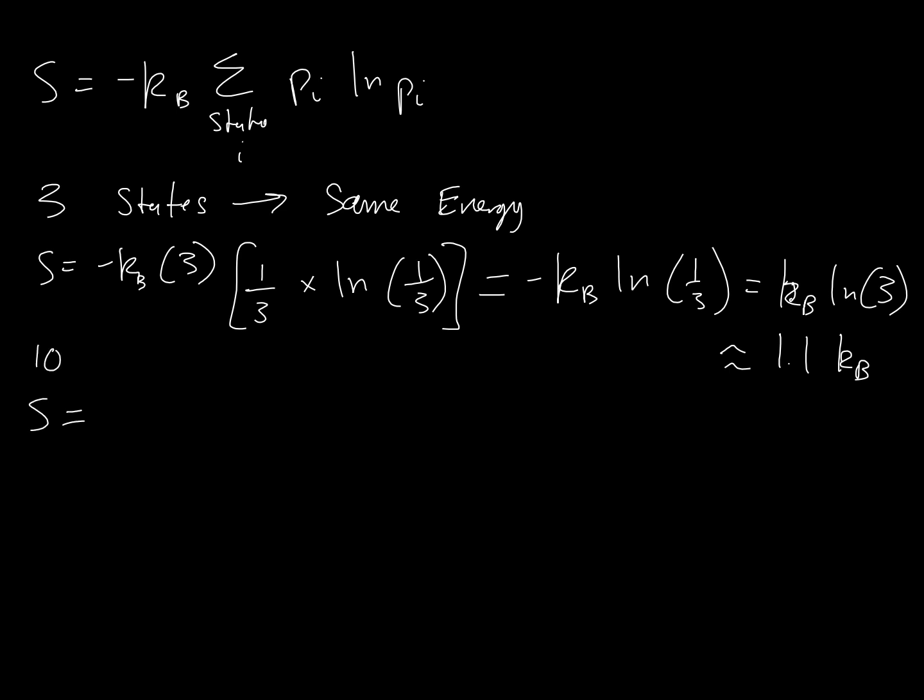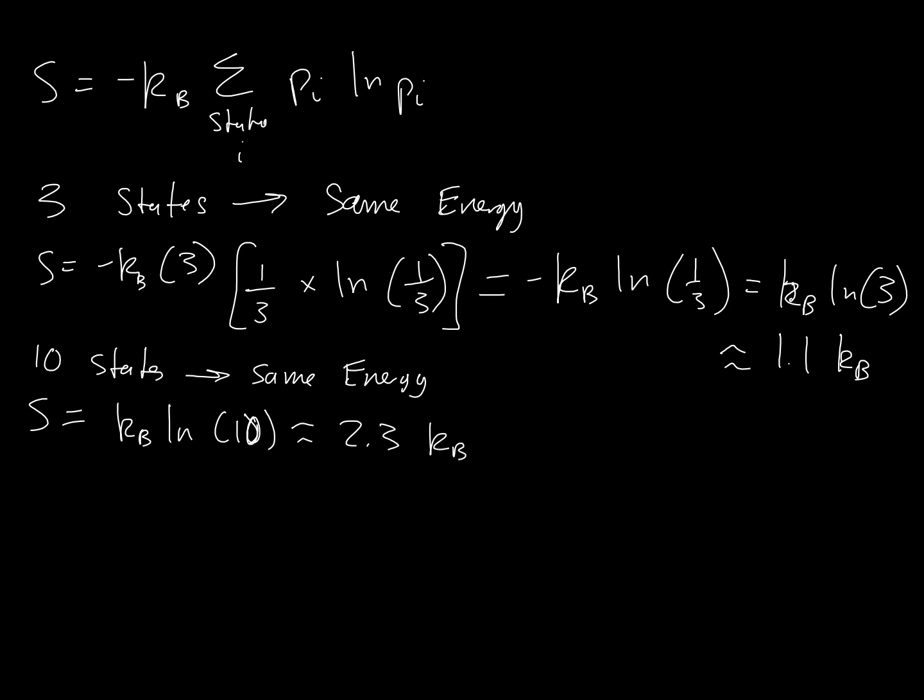If we say the same thing, but now we have 10 states, the same logic applies, except we're just swapping out 3 for 10, and then we get the entropy is equal to k_B natural log of 10, which is approximately equal to 2.3 times the Boltzmann constant. So we can see that in the Gibbs entropy equation, and also in the Boltzmann entropy equation, the number of states in the system corresponds very well to the entropy. Increase the number of states, we increase the entropy. It's not a one-to-one increase, it's a logarithmic increase.